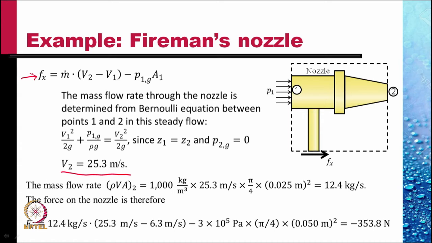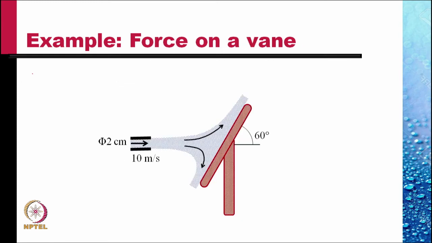The force would be to the left. So, a fireman would have to apply a force to the left. That is, the nozzle by itself would tend to go towards the right. So a fireman would have to apply this rather large force, 353.8 Newton is a fairly large force. Let's do another example.